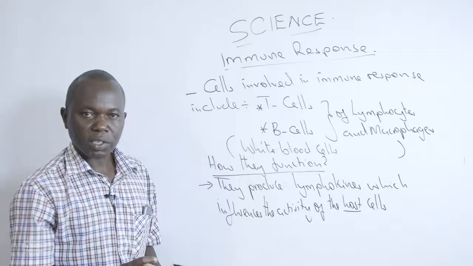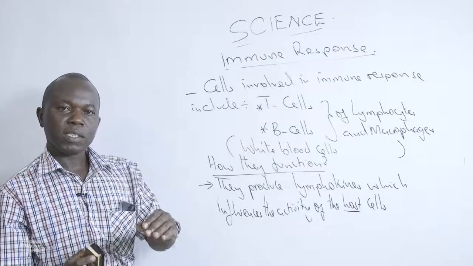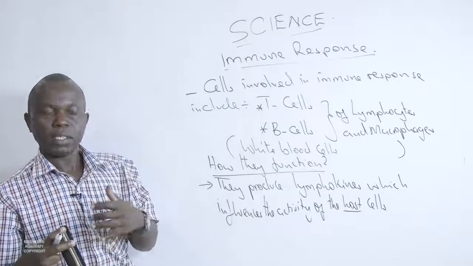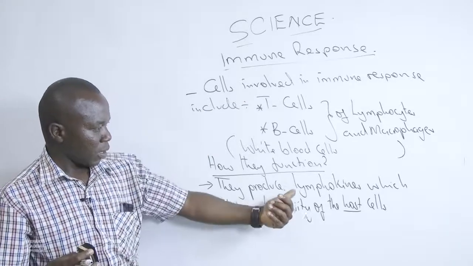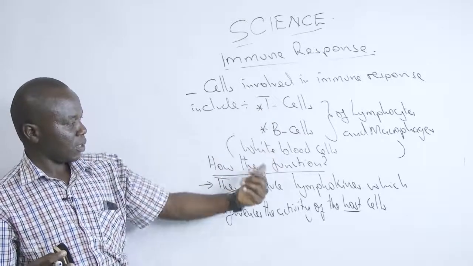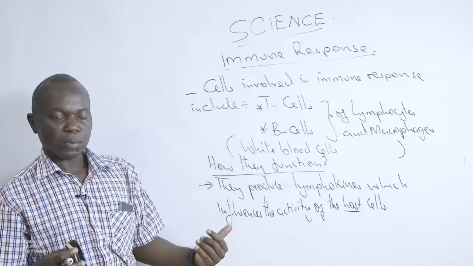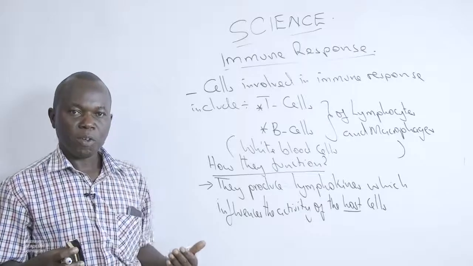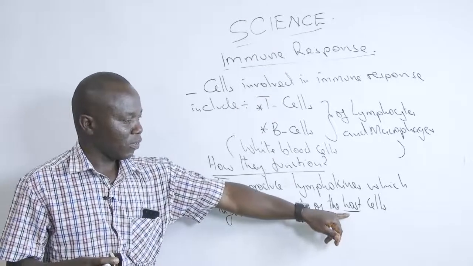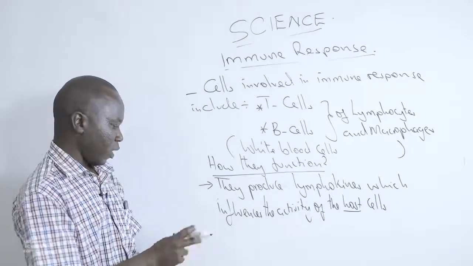Now, what is this host? The host cell is that body into which the pathogen or the antigen has been exposed. So once antigens have been exposed to the body, lymphokines will be produced, which now kick or ignite or make the cells of the host start functioning.